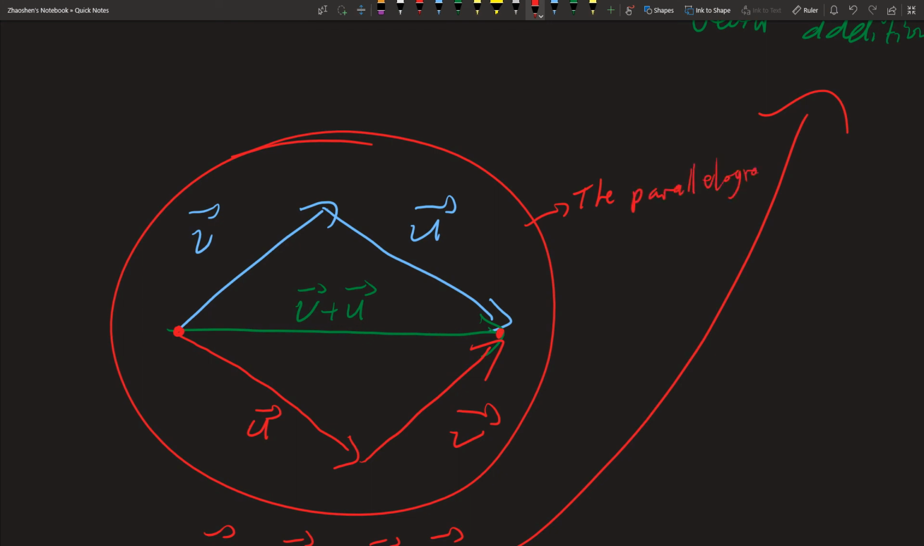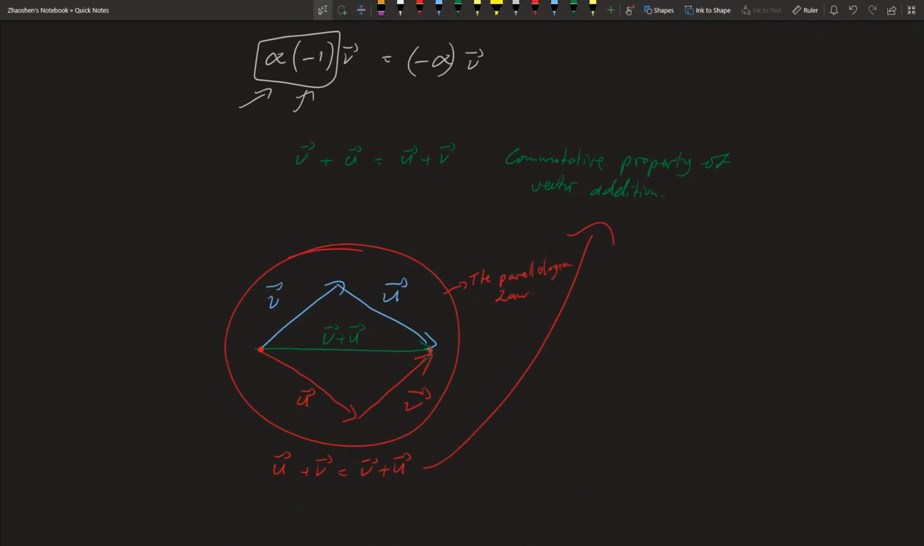Using this one all together is called the parallelogram law. Anyways, that should wrap up everything for this section.